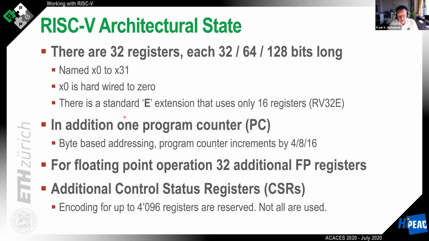there are things that are needed when you are running an operating system. They are not part of the internal registers. They are called control status registers. And there's an encoding for up to 4,096 registers reserved at the moment. Not all are necessary and being used. So this is part of the privilege spec, which explains the address of all these control status registers, what they mean, and how they are controlled.